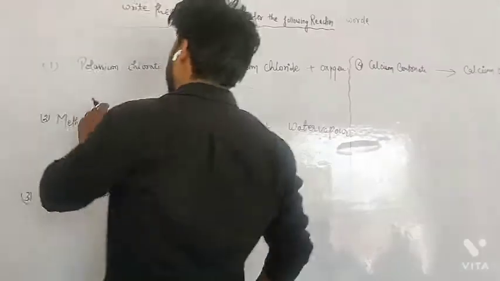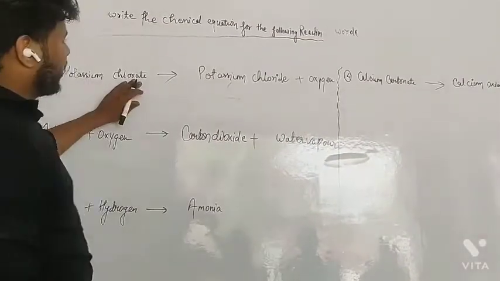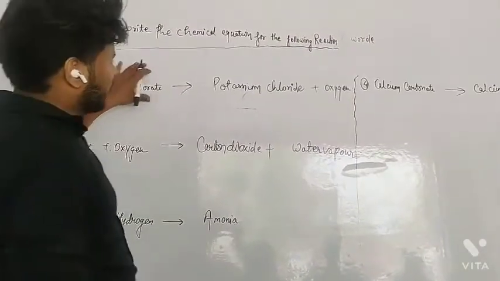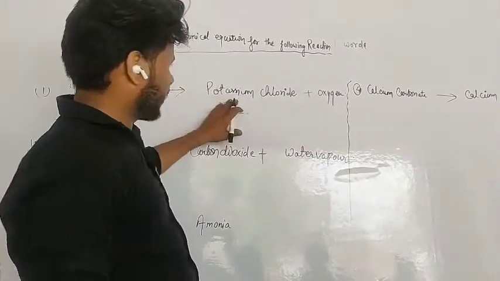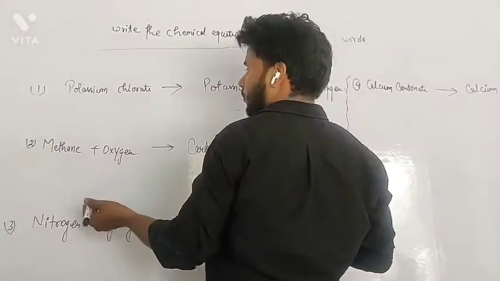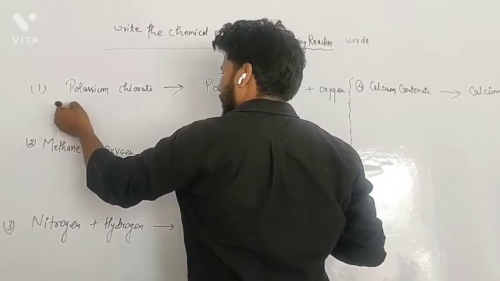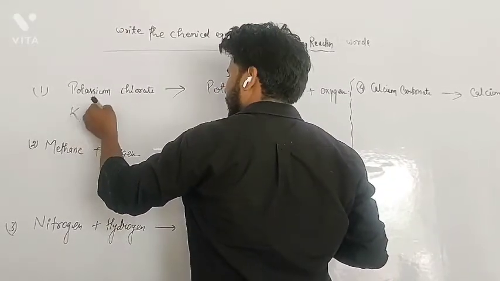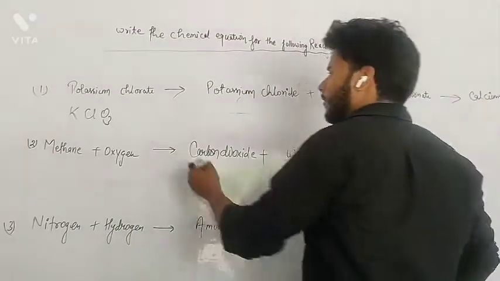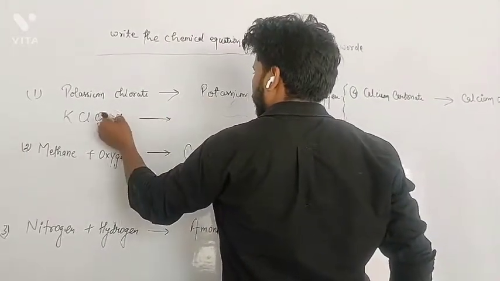So the first equation says potassium chlorate when reacted will decompose into potassium chloride and oxygen. So we know that the formula of potassium chlorate is what? KClO3. This is the potassium chlorate, and when it is decomposed, it is in solid state.